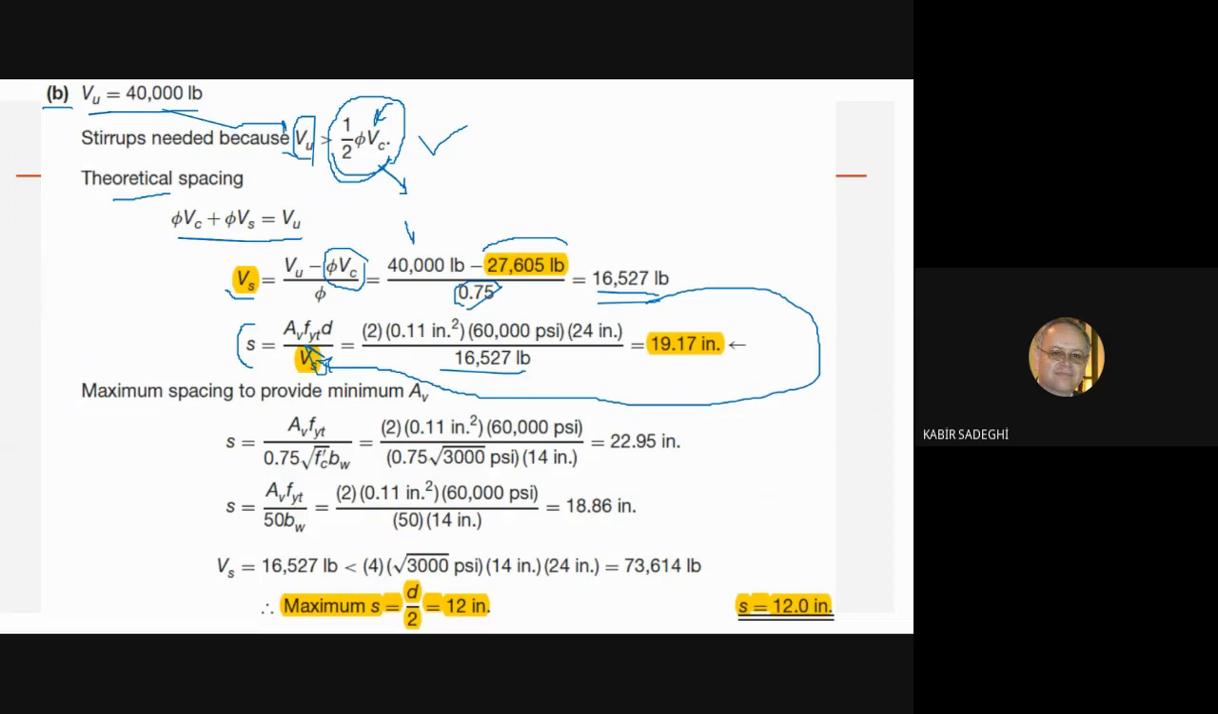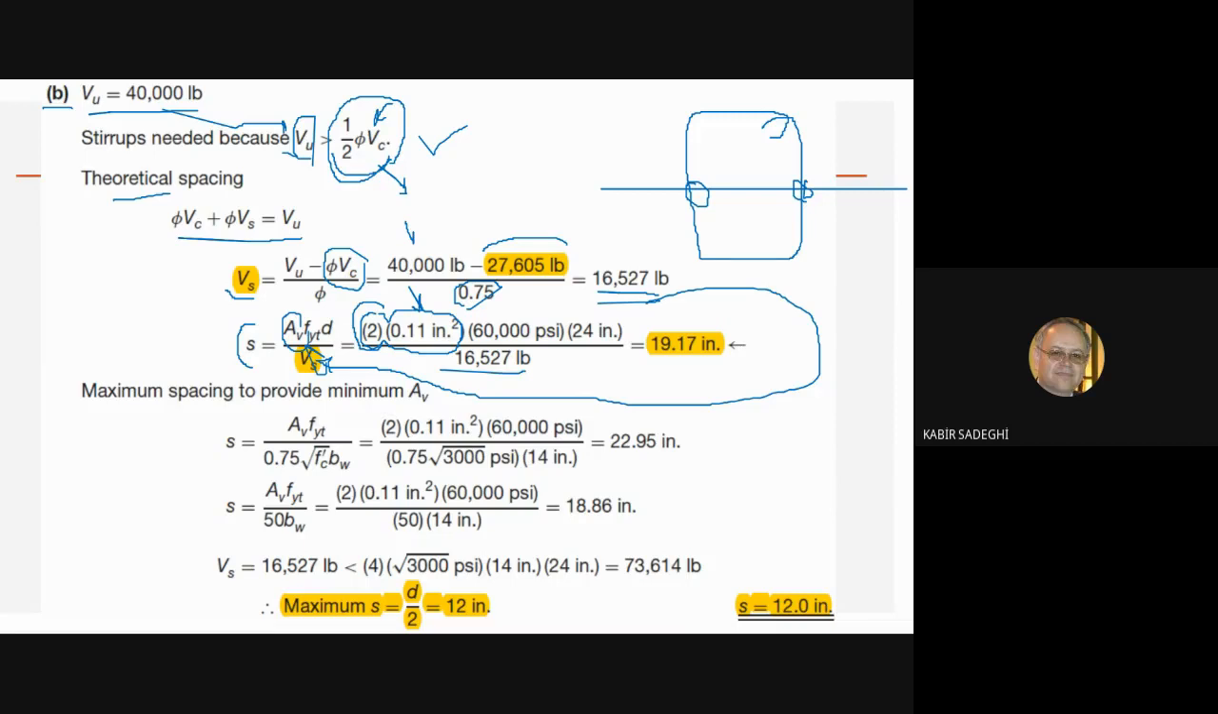And as I mentioned, AV was 2 times the area of one steel bar, that it was number 3 that we found from the table. This one is from the table, but we consider 2 times. Why 2 times? I told you, if we have one stirrup, the horizontal shear cuts in 2 places, one here and one here, in the stirrup section.